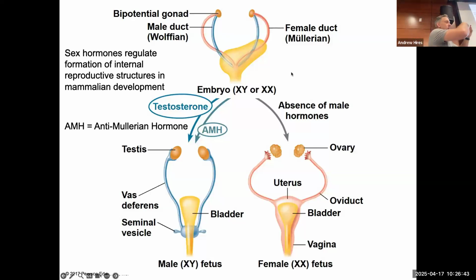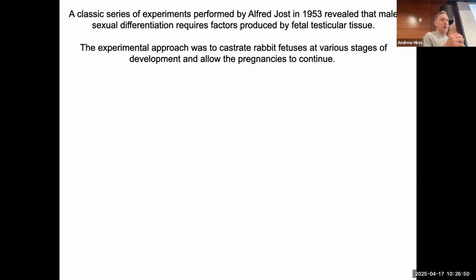How do we actually determine how these hormones cause these 2 different pathways? Well, the scientist Alfred Jost took rabbits and basically castrated rabbit fetuses at different stages of development to see what were the actual sources of the signals that caused differentiation into male or female based characteristics.